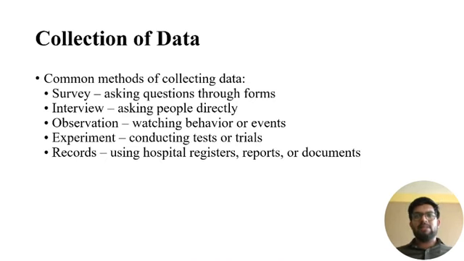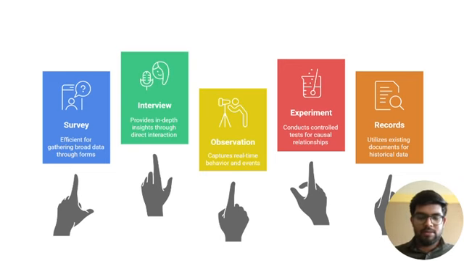Collection of data. What are the methods of collection of data? Survey, interview, observation, experiment, records. Survey method: asking questions through forms. Interview: asking people directly. Observation: watching behavior or events. Experiments: conducting tests and recording results. Records: using hospital registers, reports, or documents. These can be accounted under qualitative or quantitative, but the major aim is to collect the data. These are the methods.